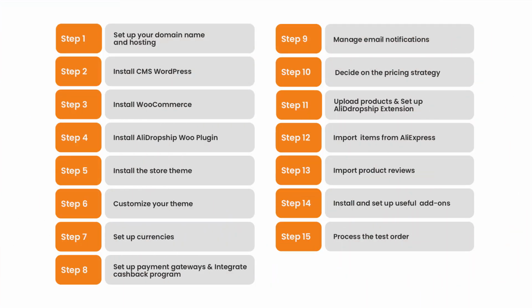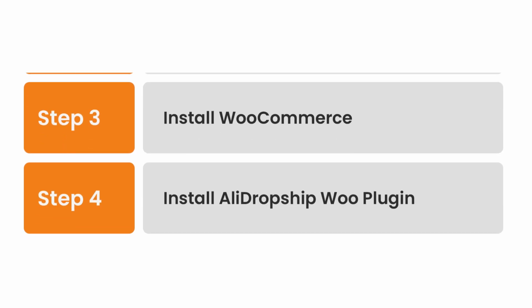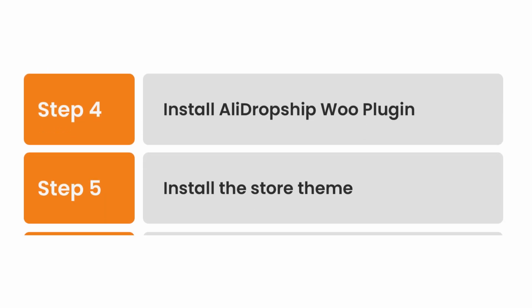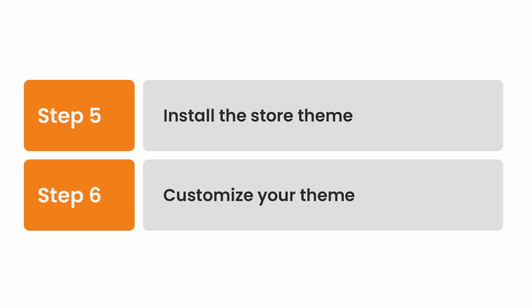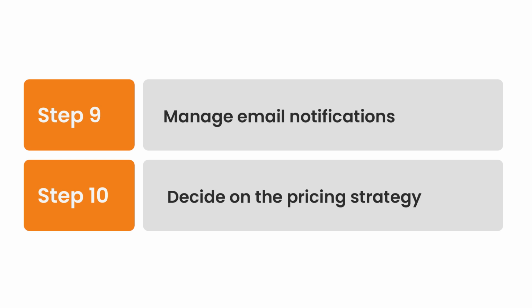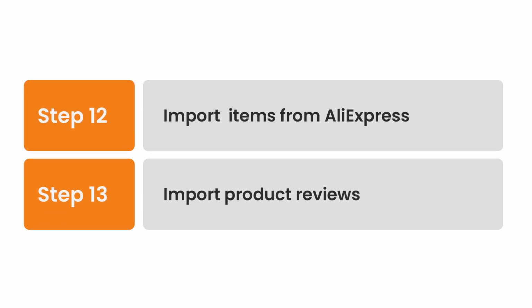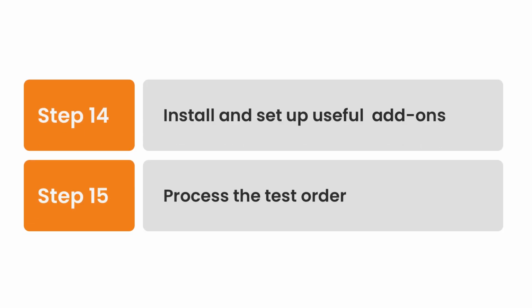You will find this list with timestamps in the description. First, we will get the domain and hosting. Then install WordPress, WooCommerce, and AliDropship plugin. After that, we customize the store appearance. Then we add payment gateways and set up email notifications and pricing formulas. In the next step, we will add products with reviews from AliExpress. Finally, we will set up some helpful add-ons and process a test order.